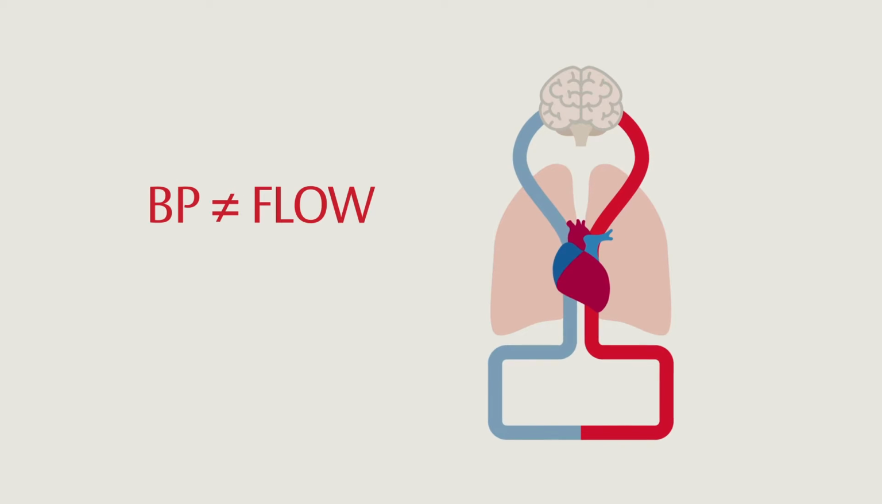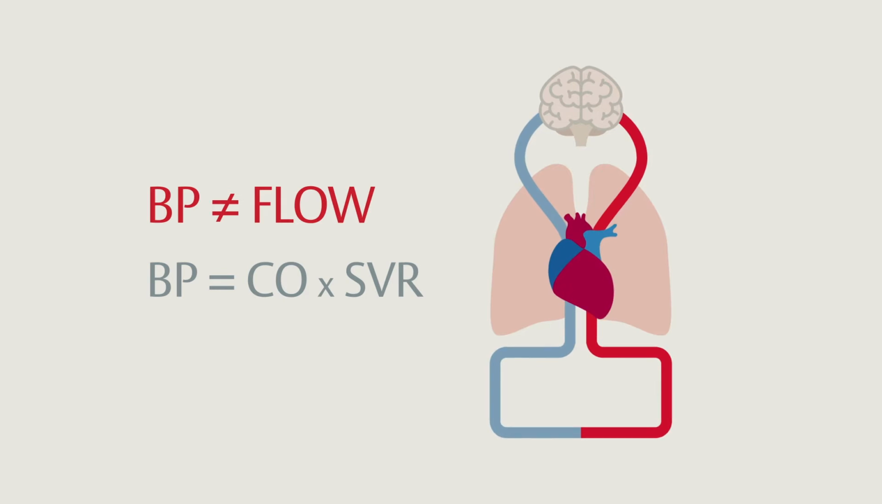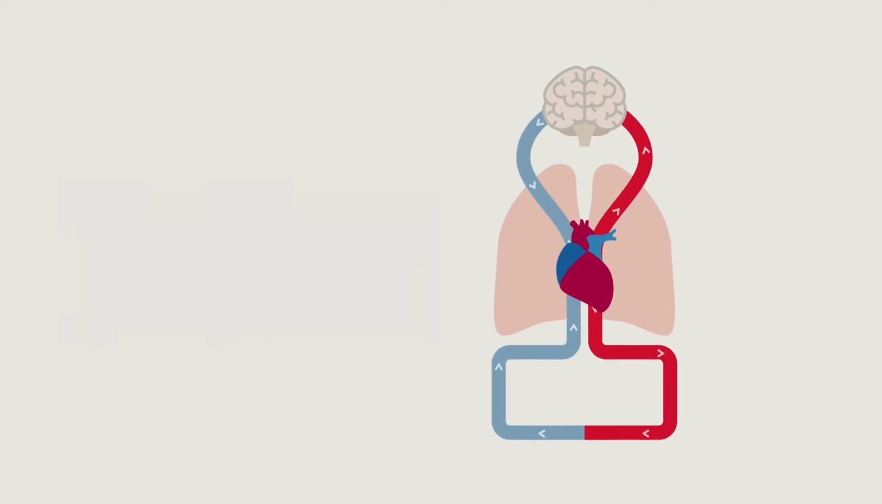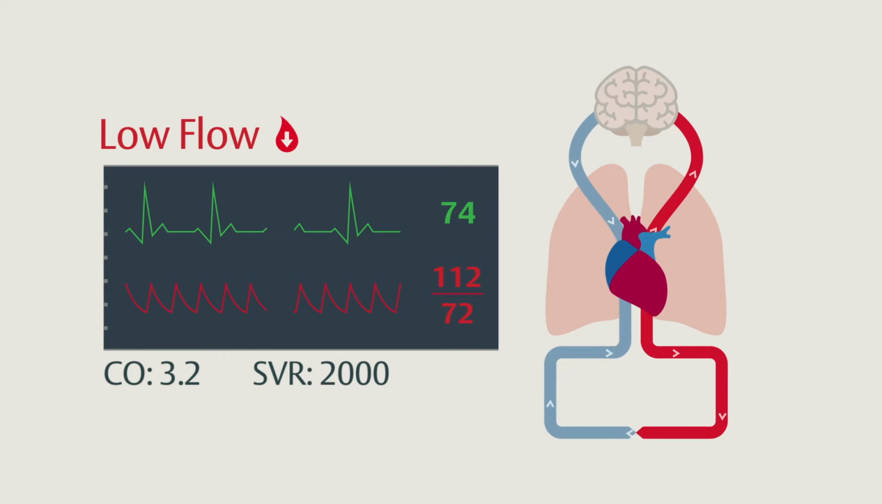You've probably learned this important relationship. Blood pressure equals cardiac output times systemic vascular resistance. Because cardiac output and SVR are dynamic parameters, not all blood pressures are created equal. Let's look at two examples. In low flow states, physiologic compensations raise the SVR. The patient may have a normal or even high blood pressure that is the result of supraphysiologic systemic vascular resistance. In this condition, the normal blood pressure that is the result of low flow and high resistance could result in poor oxygen delivery.